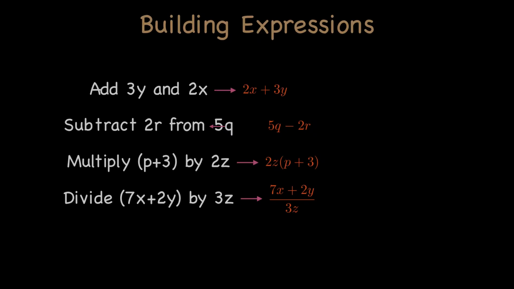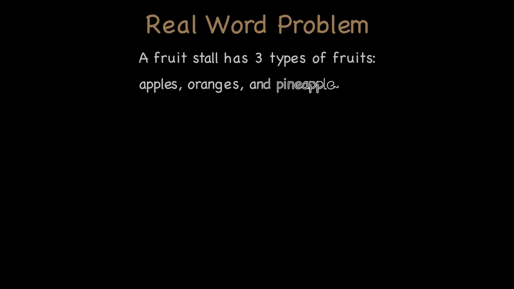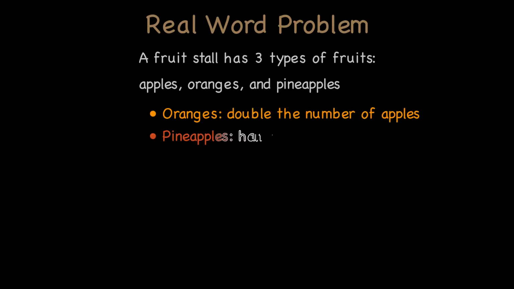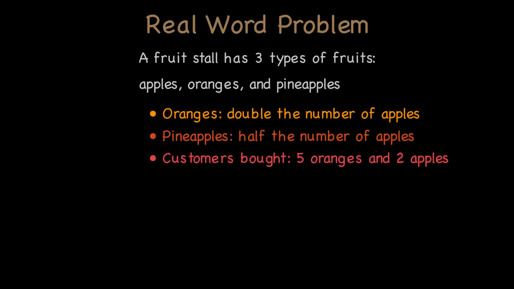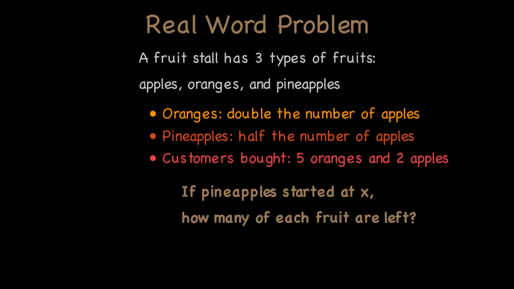Now let's apply what we've learned to a real word problem. This is where algebra becomes really useful. Read this problem carefully. A fruit stall has apples, oranges, and pineapples. The number of oranges is double the number of apples. The number of pineapples is half the number of apples. Customers bought 5 oranges and 2 apples. If the initial number of pineapples was x, how many of each fruit are left? This seems complicated, but let's break it down step by step.